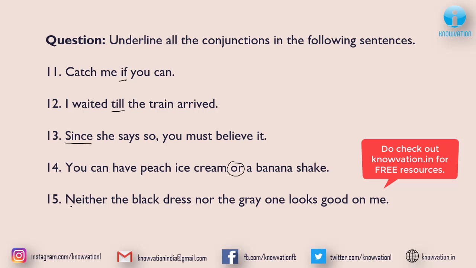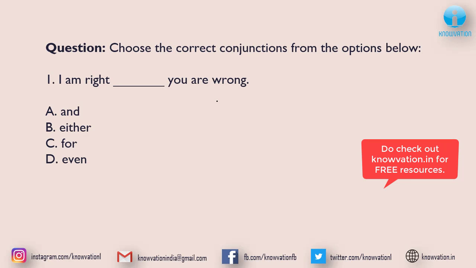Neither, so this is very easy: neither the black dress nor the grey one looks good on me. So neither या either जब भी आप देखेंगे तो बहुत easy हो जाता है. Alright. So now these are a bit different. We need to find the correct answer from these options.